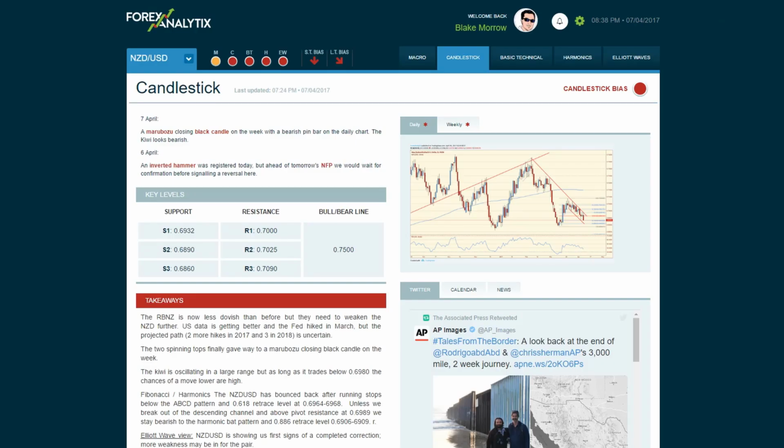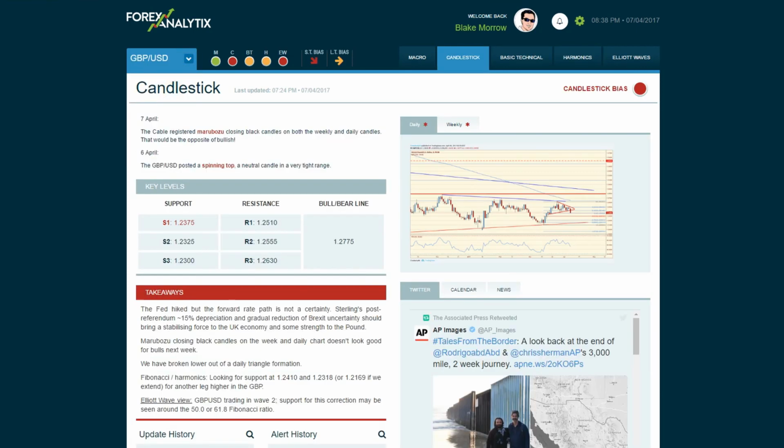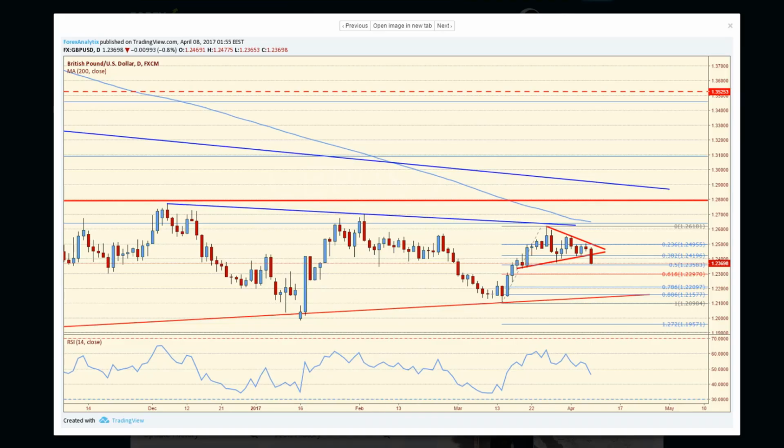We're seeing it in the euro, we're seeing it in the Kiwi, we're seeing it in the Aussie. The pound also has them on both the daily and weekly candles. There's a daily one, very strong, big. And a good way to remember this is big red candles are usually followed by more red candles, and same with the green candles, or a white candle if you're looking bullish. But there's your daily candle.